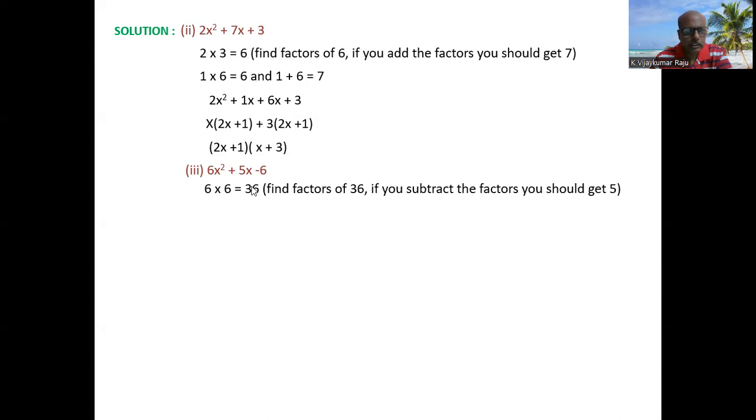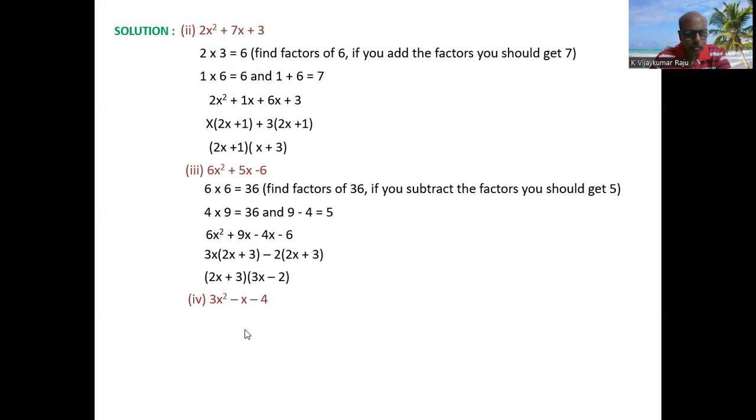Third one, 6x square plus 5x minus 6. So 6 into 6 is 36. Factors of 36, if you subtract, you should get 5. So 4 nines are 36, and 9 minus 4 is 5. So you break the middle term as plus 9x minus 4x, and write the first and last term as it is. Take common from the first two terms, 3x into 2x plus 3, and from the last two terms, minus 2 into 2x plus 3. Take out 2x plus 3 common again, and you are left with 3x minus 2 in the second bracket.